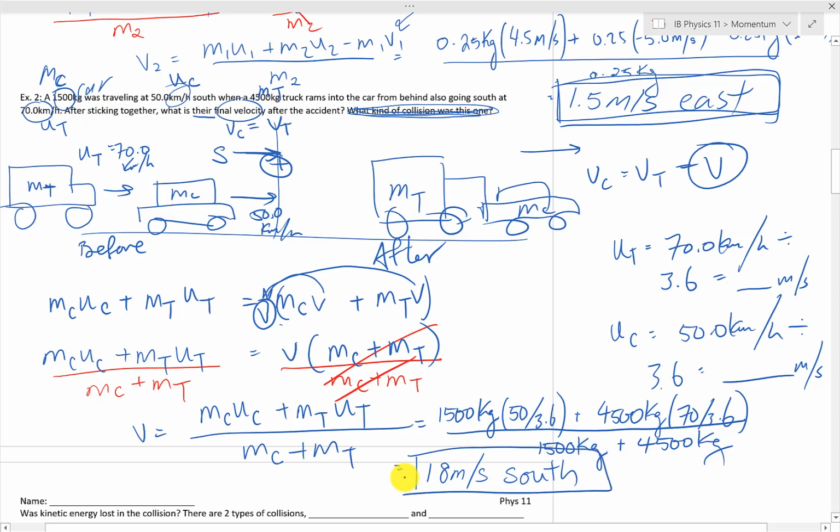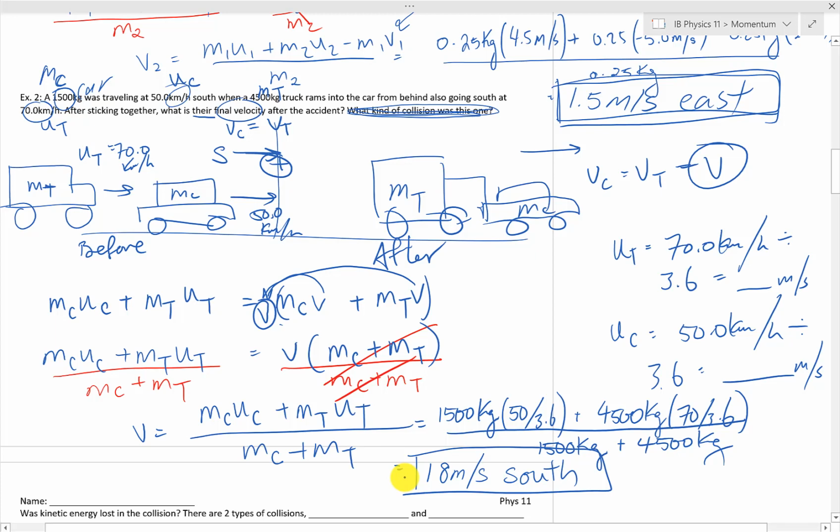Alright, and here are the solutions to this problem. So in fact, I drew the picture wrong to begin with. In fact, the truck was coming from behind and rear-ending the car in front, both of them going south. So hey, there were no negative signs you had to deal with. All of them were positive.